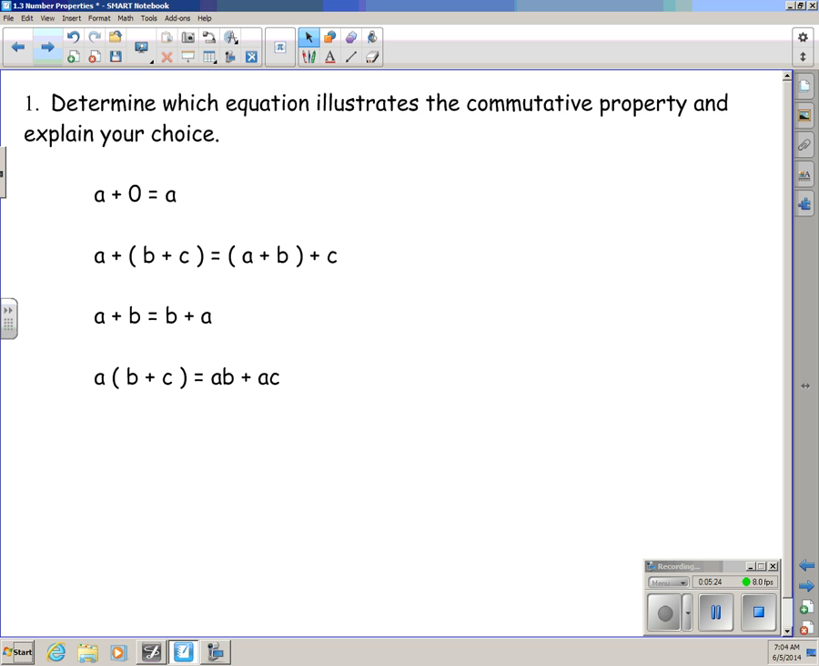Okay, so determine which equation illustrates the commutative property and explain your choice. So remember, the commutative property of addition states that you change the order. So we want to pick A plus B equals B plus A. And why did we pick that? The order changed.